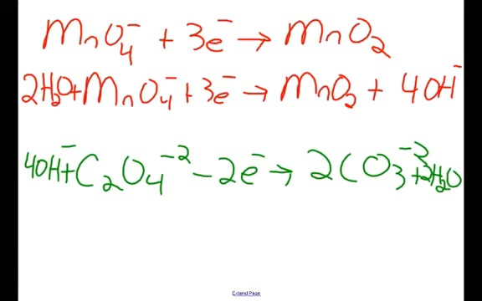I had 6 oxygens on my right. I needed 2 more, so I doubled that. That's where I got 4 hydroxides from. Then I have 4 H's. I had 2 waters to balance that out.